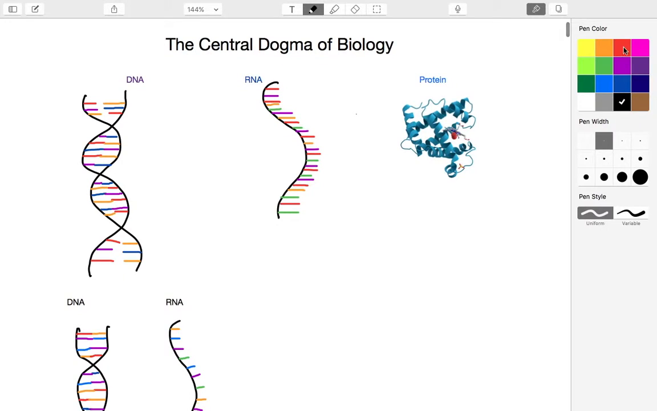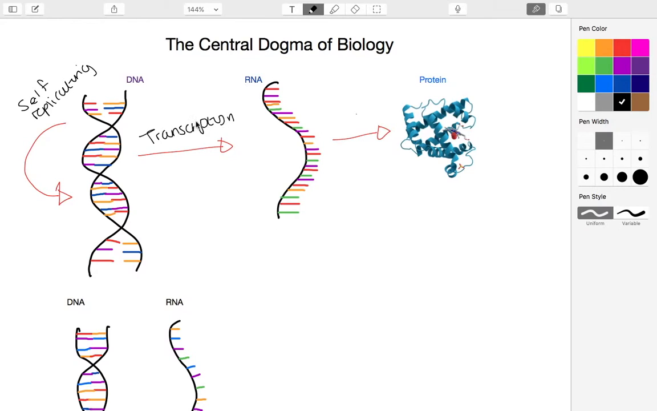Now, like I've said, I hope this is something you've come across before, and what you normally see when you see the central dogma of biology is an arrow here, an arrow here, and an arrow here. Now this arrow refers to DNA being self-replicating, and this refers to transcription, and translation.